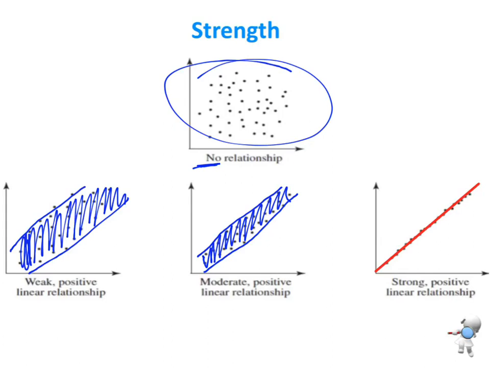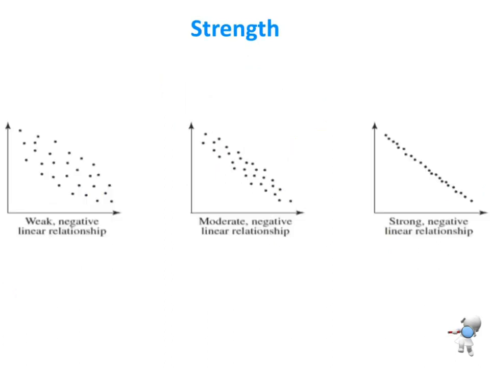Okay, so it can be positive or negative, but the strength could be very strong, moderate, weak, or no relationship whatsoever. And this is the same kind of thing, just with a negative relationship. So I can have a nice, tightly packed data set for strong, a little bit wider for moderate, and wider still for a weak relationship.